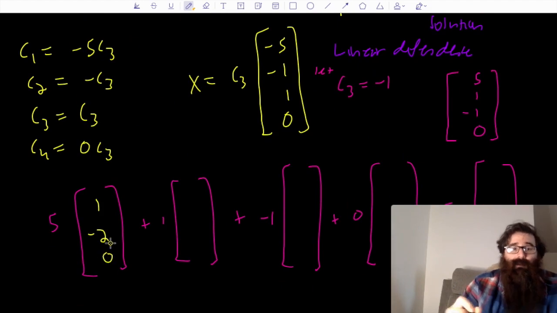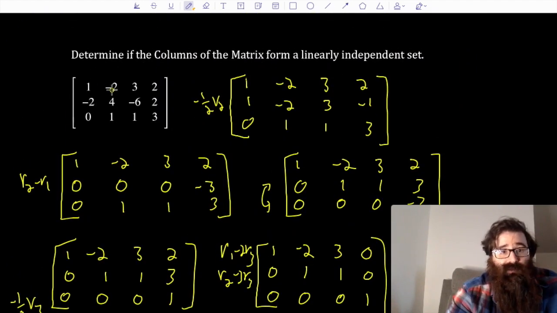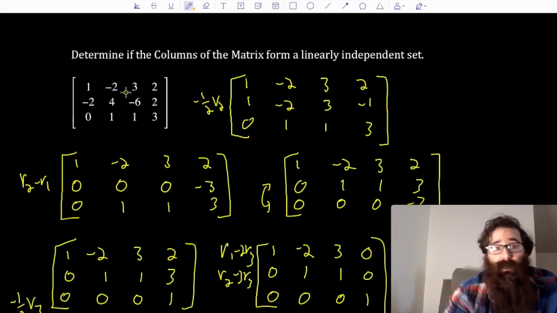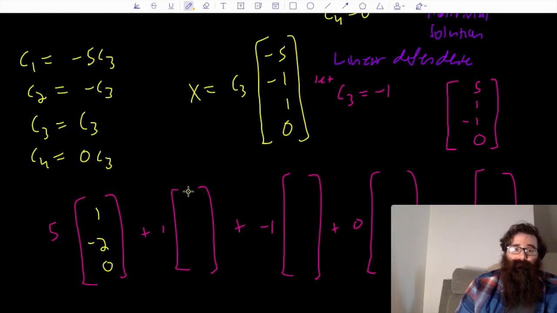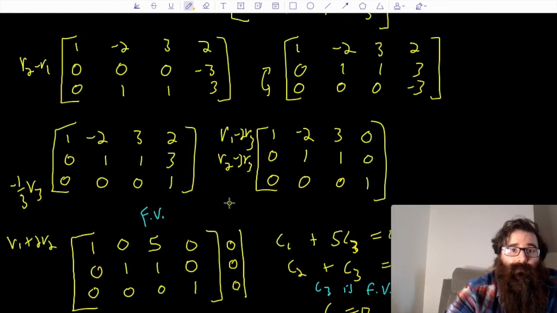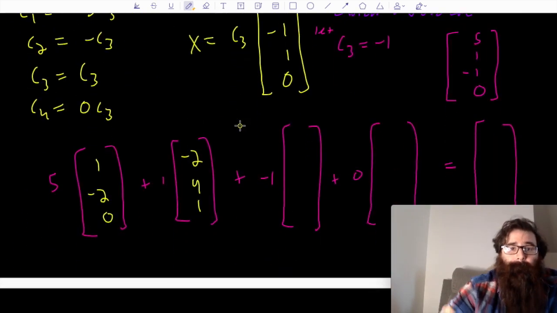Do you have to check? No. If you're feeling comfortable and confident with what we're talking about, you can just assume you did the work correctly, but it's nice to check. So -2, 4, 1 was the next vector. What was the third vector? 3, -6, 1.